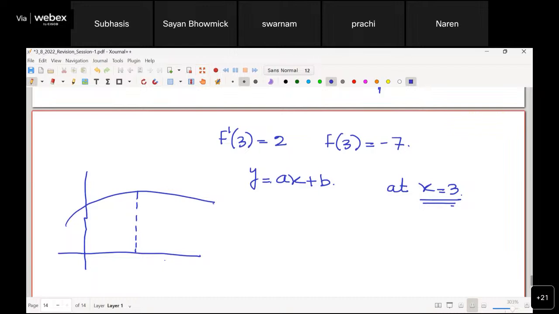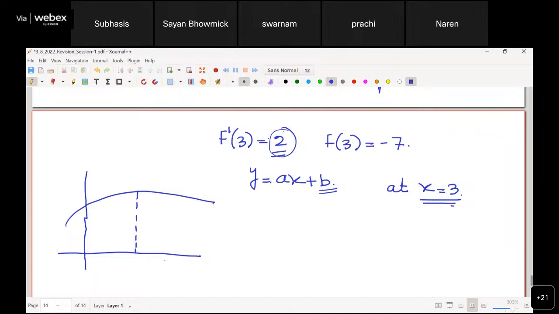We just cannot say a is 2 and b is 7, I mean -7. So from here you can say that the value of a is 2, but you can't say the value of b is -7, because we have another thing to calculate. Yes, b is not -7. Minus of f of a, no? Minus of f of a.